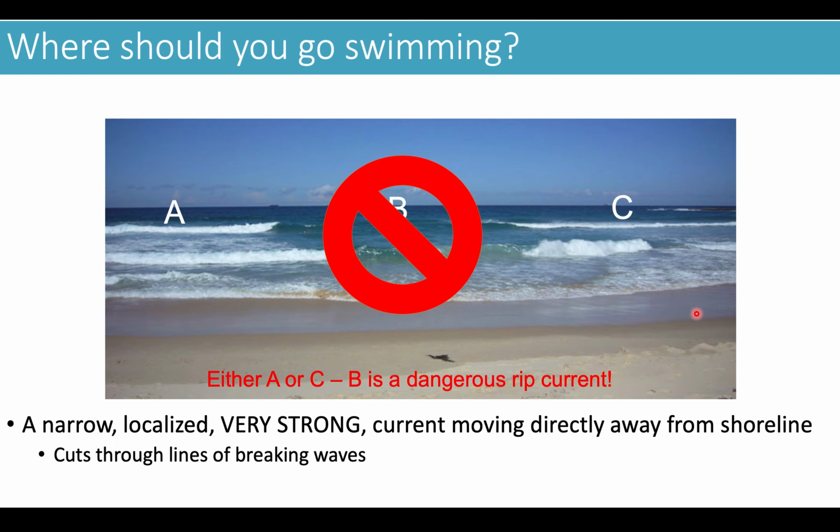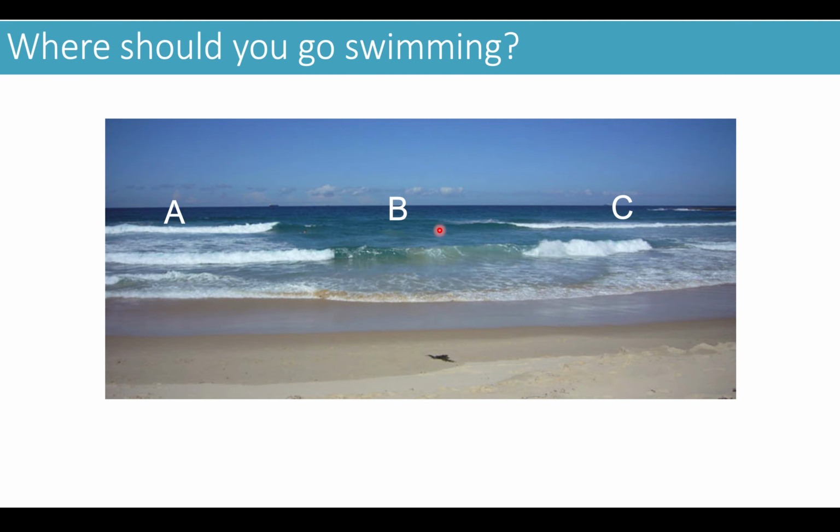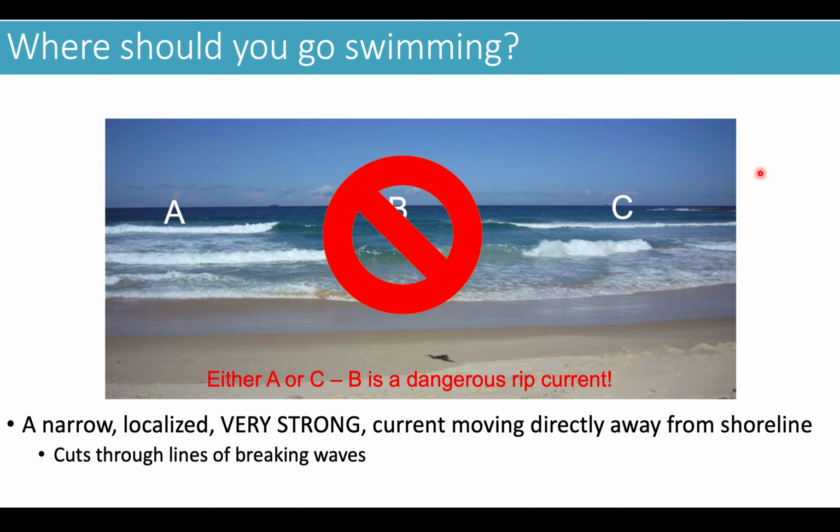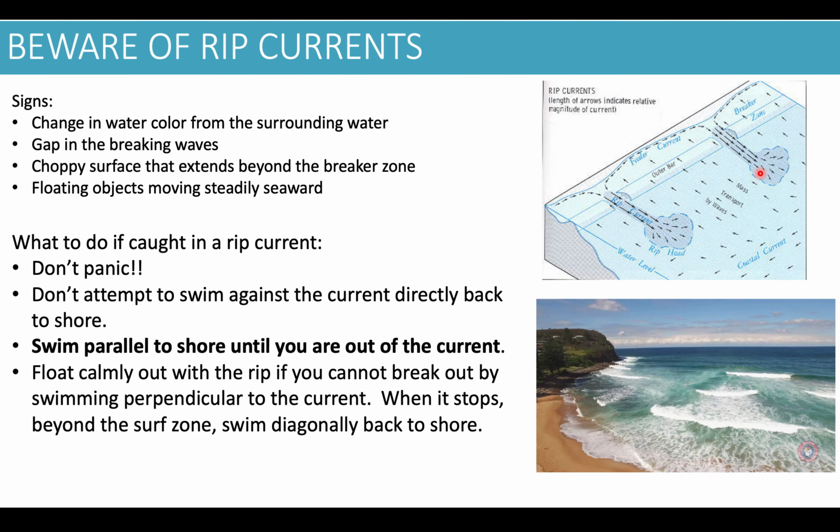They're very, very dangerous. They're generally very narrow, very strong currents that are moving directly out away from shore. So they sort of cut through the lines of the breaking waves. Here you see that this wave, for example, is broken up by this area of B. That's because it's a rip current. The water is actually flowing out, and it will carry you right out. So avoid this. Do not swim there. No, B is wrong.